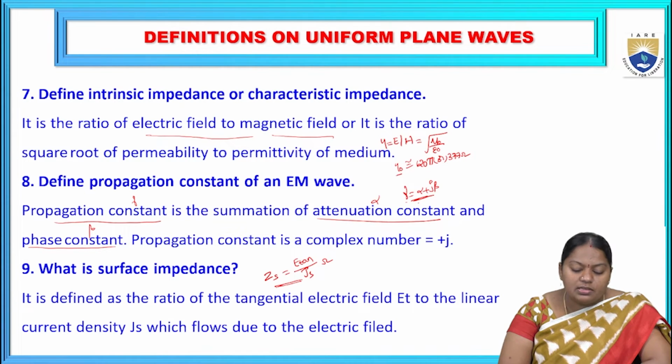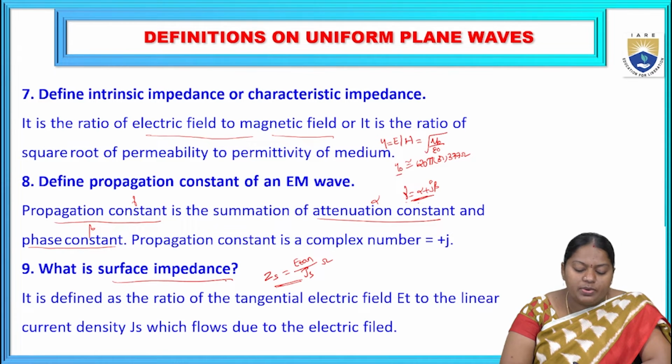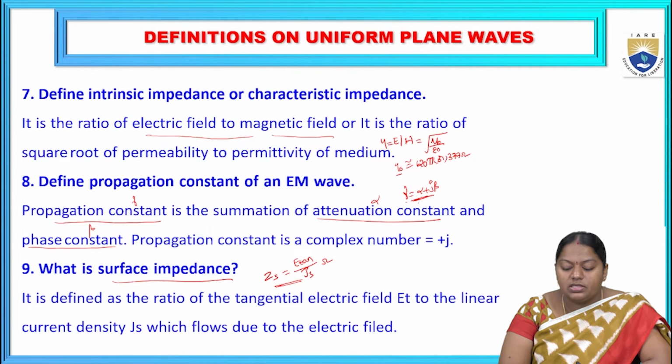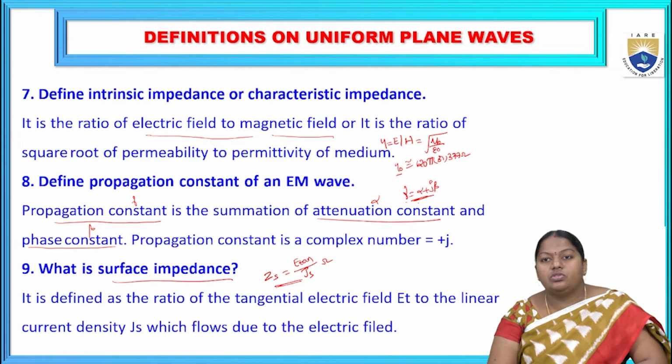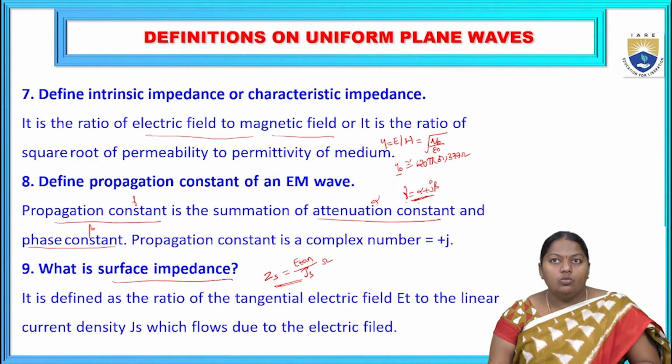Then, what is surface impedance? Surface impedance is the ratio of the tangential component of electric field intensity E tan to the linear current density Js, which flows due to the electric fields, and generally it is measured in ohms.